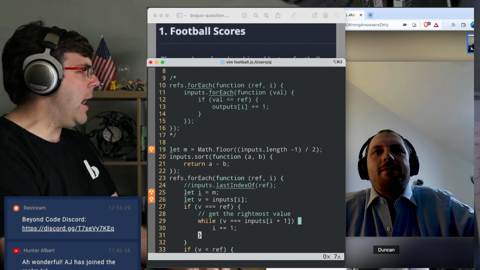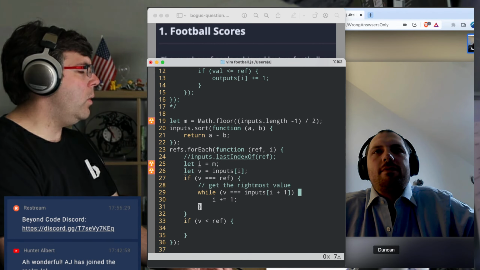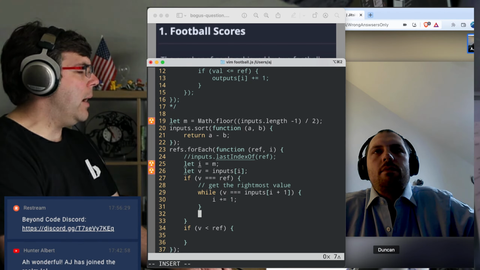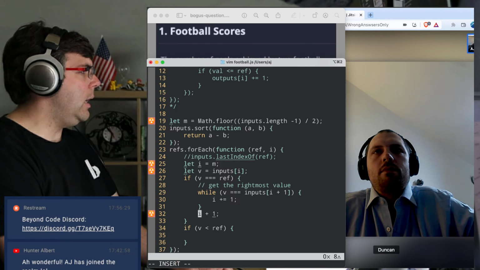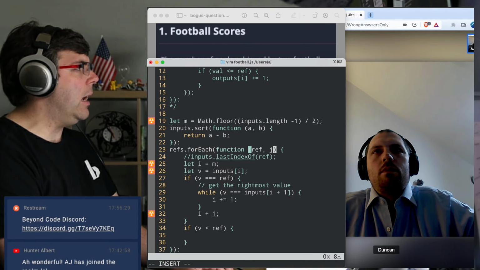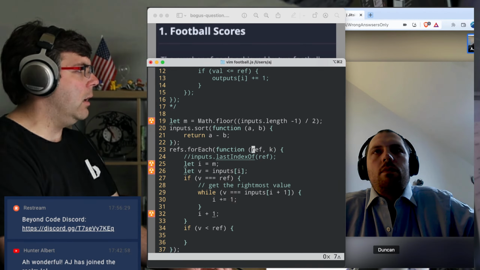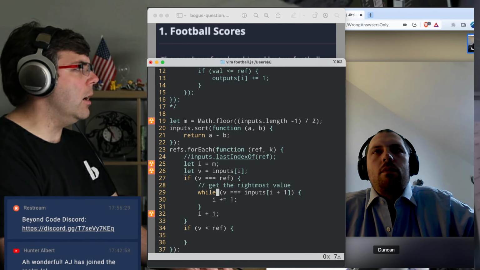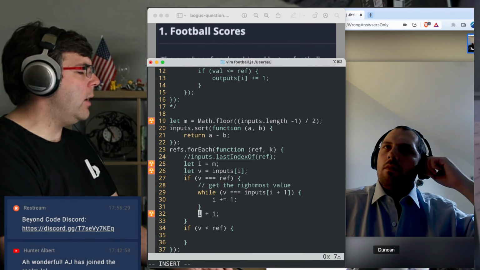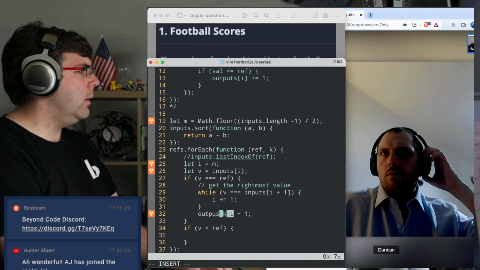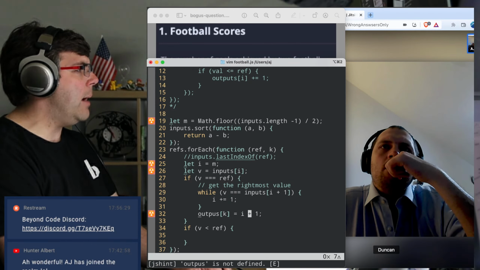So hopefully that would never happen. And then we would just want to take, at that point, I think it would be I plus 1. Oh, whoops. I'm going to call this refs thing J or K. I'm going to call it K to give myself some space so I can work with I in here and not worry about K until I need it. But I think what we'd say is outputs K is equal to I plus 1.